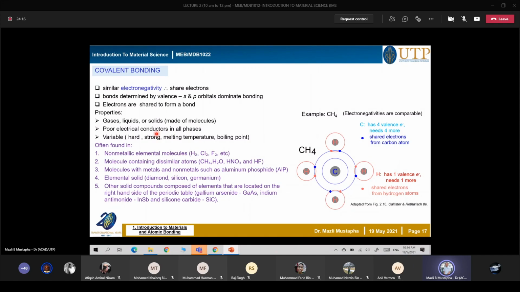Another solid compound is composed of elements located on the right side of the periodic table, like gallium arsenide and indium antimonide. All these form covalent bonding. Another example is silicon carbide. You can see this in your periodic table. So if I ask you what type of bonding is in silicon carbide, definitely it is covalent bonding.